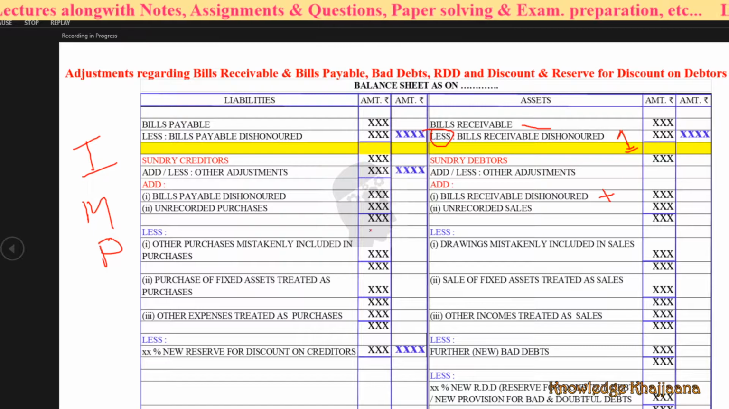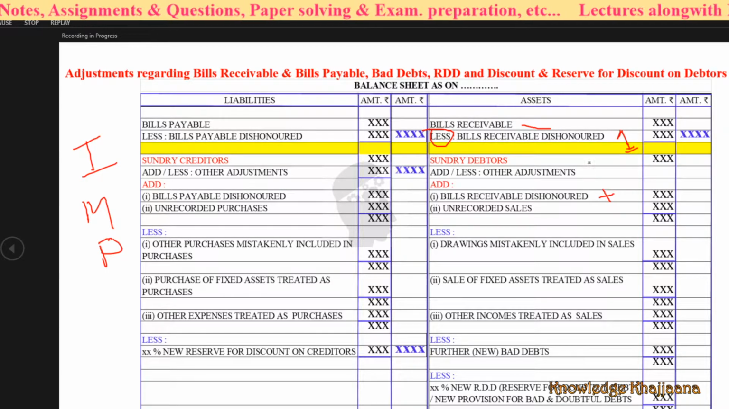What does this mean? See, bills receivable are from the customers who had accepted the bills, and we were assuming that we will receive that much amount. That's why we have considered them as bills receivable. But they didn't pay, so that much amount has been dishonored. But those are the debtors themselves. Any day they have to pay, right? Though they dishonored now, they have to pay us some other day, right?